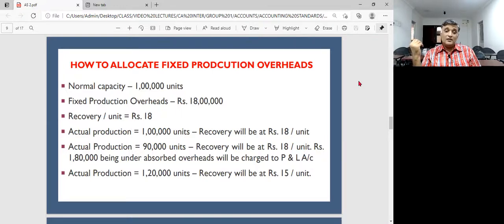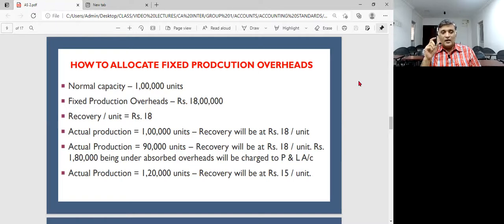But please understand, if the actual production falls short of the normal capacity, your capacity is to operate at 1 lakh units, but if you actually produce only 90,000 units. Now, if you do the recovery at 18, it is 90,000 into 18, you will land up at 16 lakh 20,000. You will be able to absorb 16 lakh 20,000, but you have incurred 18 lakhs. The fixed production overhead is 18 lakhs, whereas since your production is slightly lower than the normal, you are not able to absorb the entire 18 lakhs. You will be able to recover only 16 lakh 20,000.